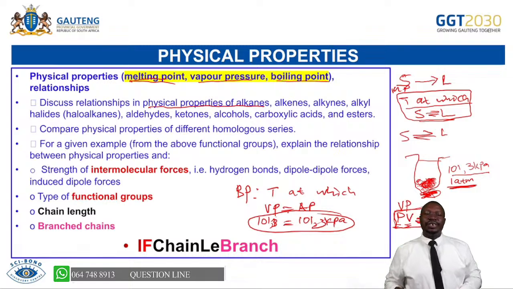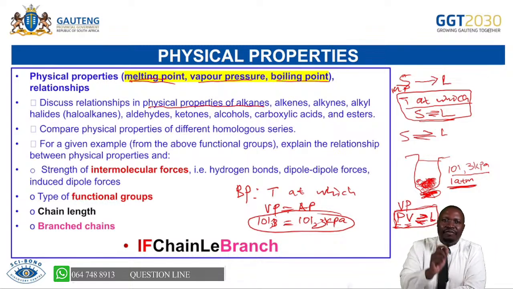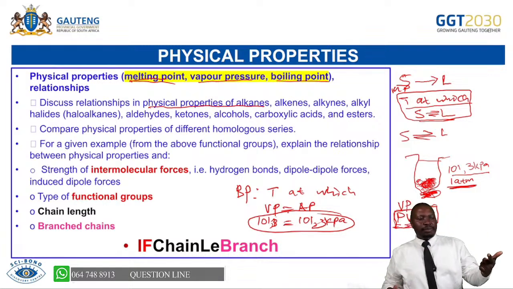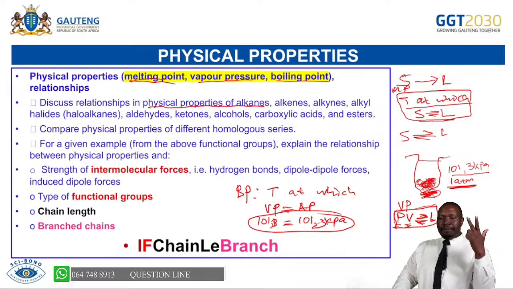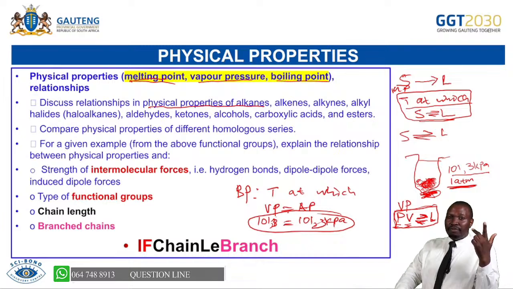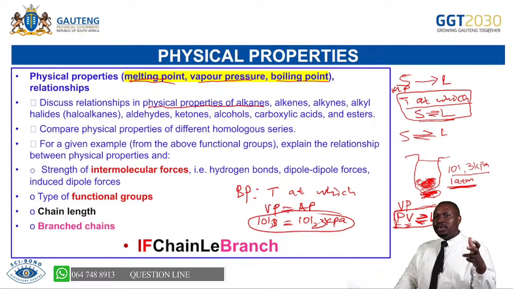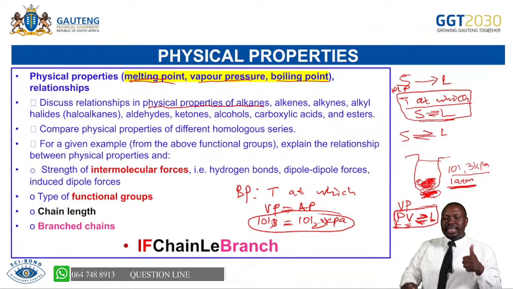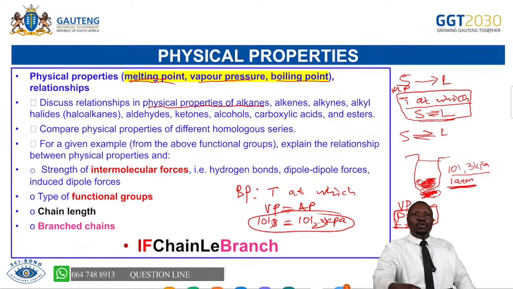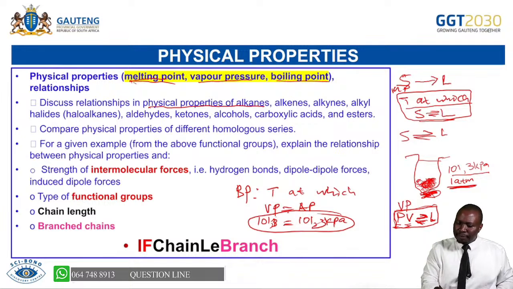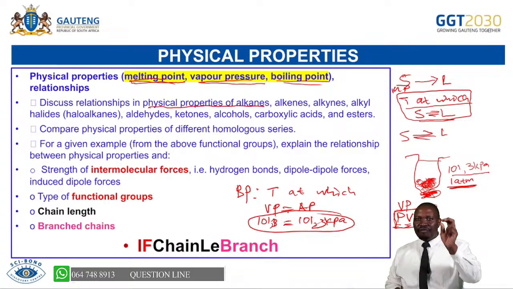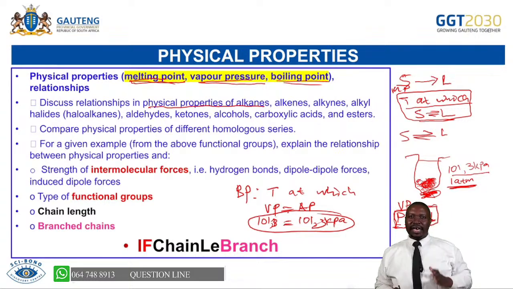So in real sense, question 3 on physical properties is an investigation where we have dependent variables, independent variables, and control variables. Remember, by now you must know those 3 variables that you have done in grade 10 and grade 11. But we are reminding you that a dependent variable is that which you are measuring. What do we measure in question 3? We measure the melting point, the vapor pressure, and the boiling point. So those are our 3 dependent variables, because that's what we measure in question 3.